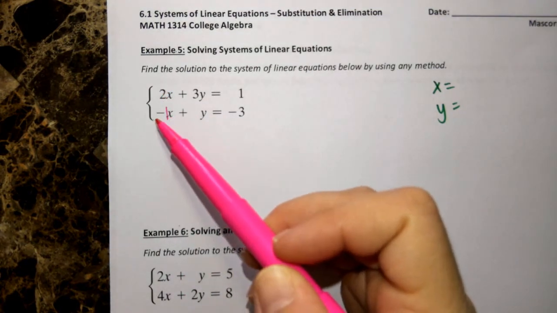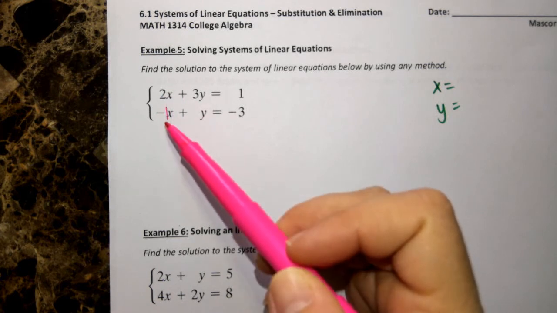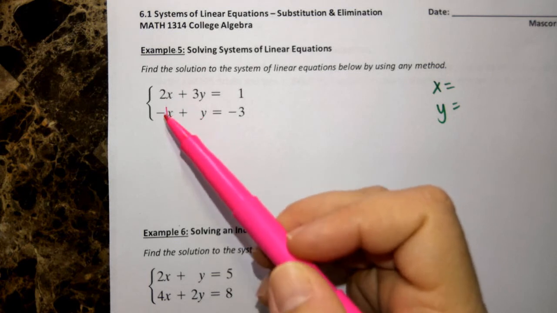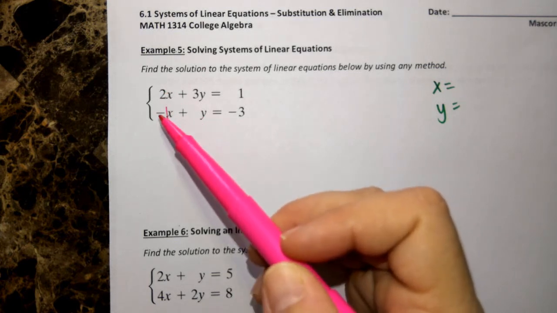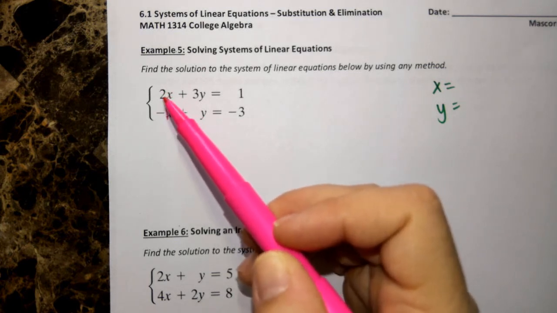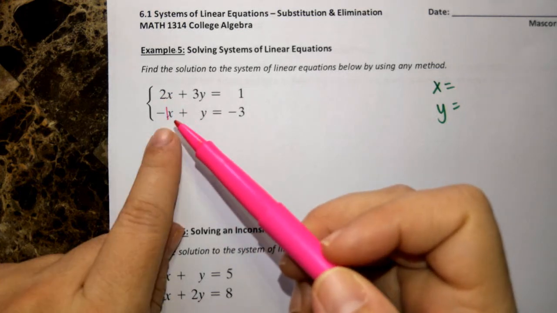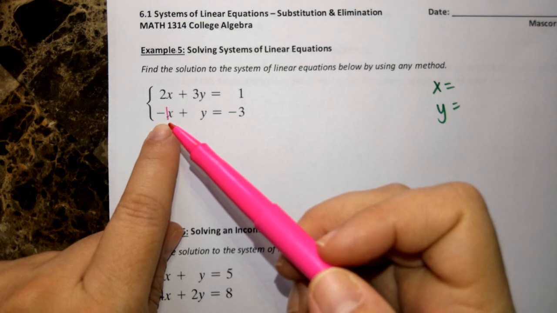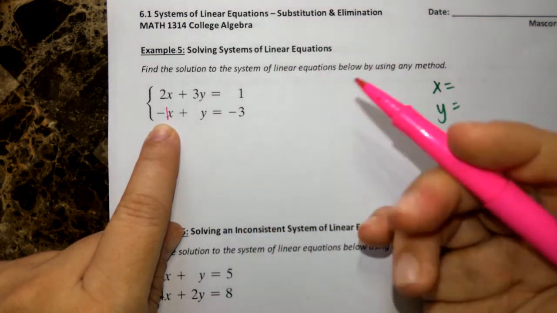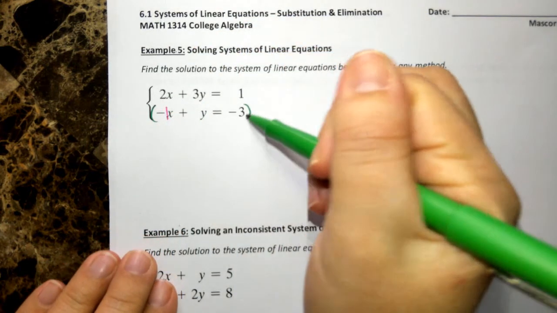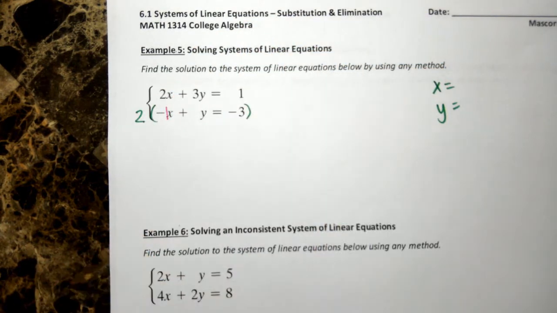We have 2 and negative 1. That does not add up to 0. If this was 2 and negative 2, that would add up to 0. So I want this to be a 2 and a negative 2. The first equation is good. In the second equation, I want that to be a negative 2. So what do I have to multiply negative 1 by to equal negative 2? Well, you have to multiply it by 2. So that's exactly what we're going to do. But you have to multiply the entire equation.